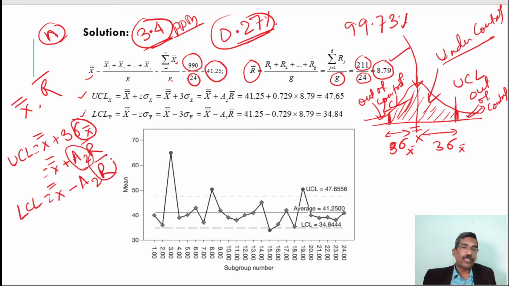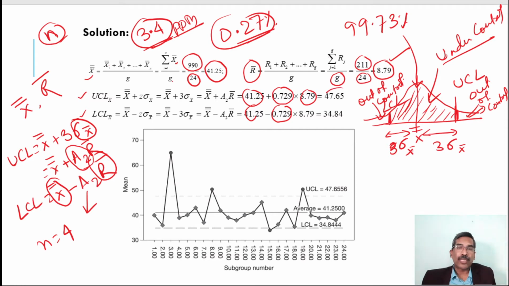R bar is already calculated and X double bar is already calculated, and the value of A2 can be taken from the table which I have just shown, this table for n equal to 4, because in this case the sample size is 4. So now you can see that this value is taken from this table for n equal to 4, and this is 0.729. This is the value of A2, 0.729. This is the value of the R bar. This is the value of the X double bar, which is calculated already.